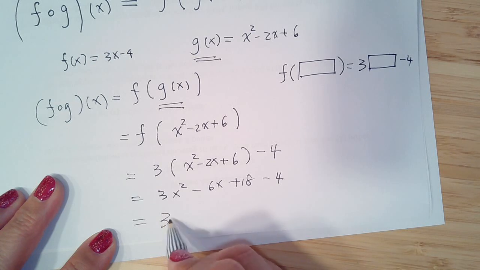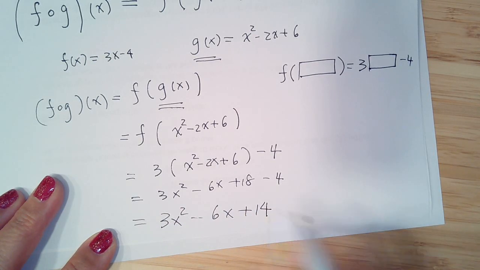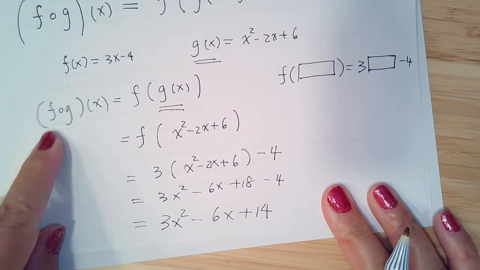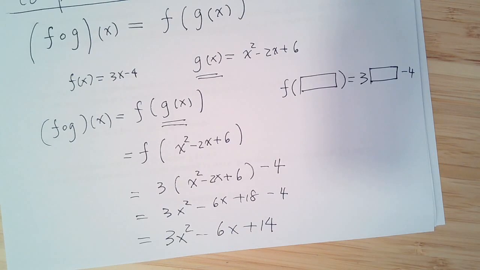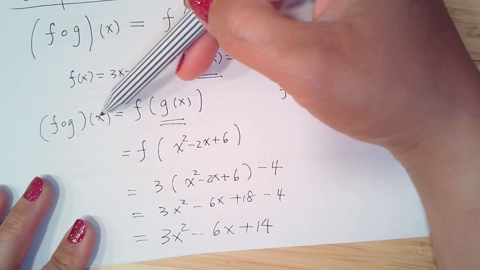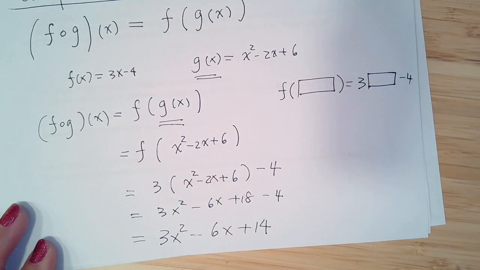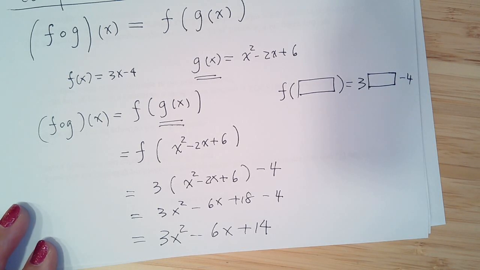You have 3x squared minus 6x plus 14. Done. That's your new composite function. So what do you think? Okay, composite function f circle g of x, which is f of g of x. Do you remember I told you it is a function of a function, right? So that's how it works.